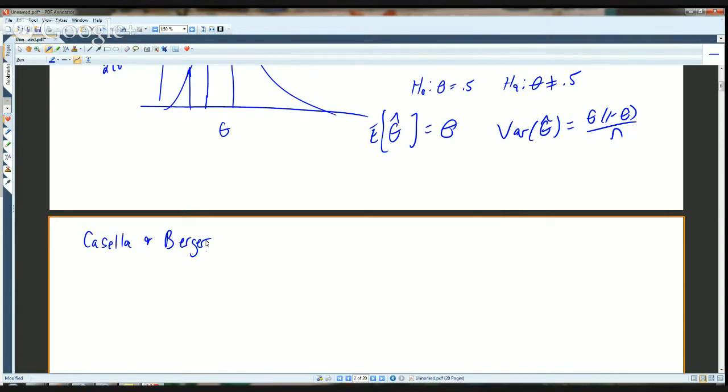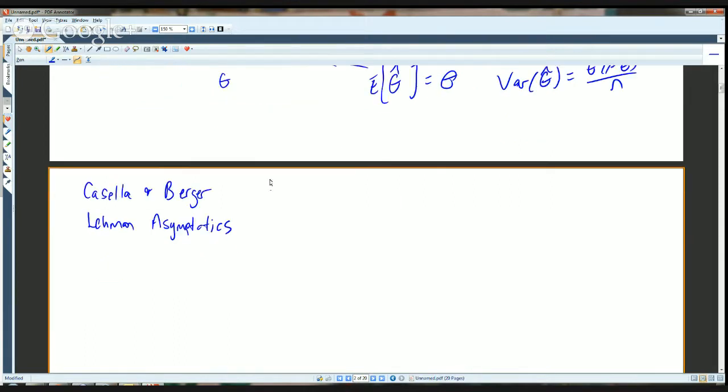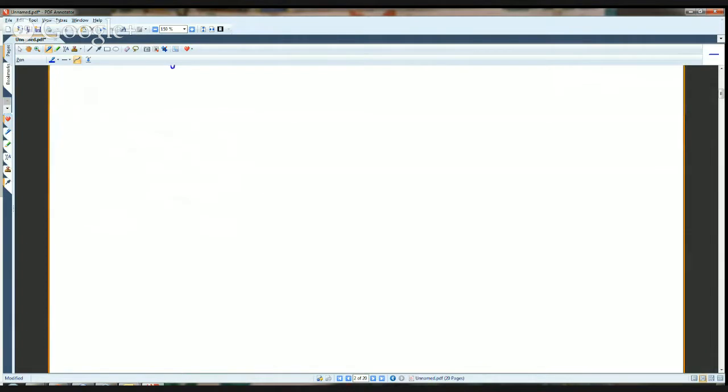I don't know if it's in Lehmann's book, but I really do like Lehmann's asymptotics. It's pitched at the right level if you really want to dig into the math quite a bit. Most of the books are at a much higher level than that. Okay, so that answers that question, I believe.